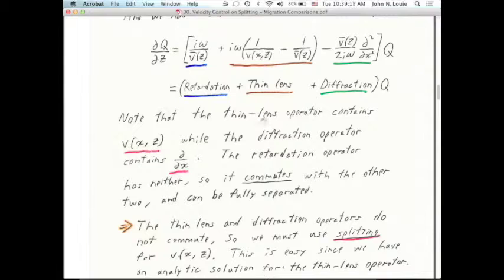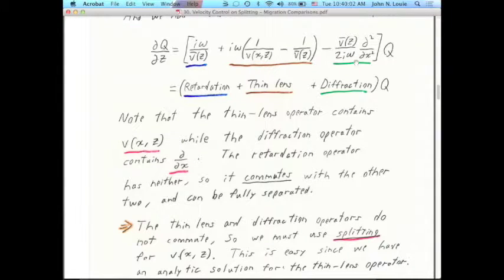Now notice that the thin lens operator contains a laterally variable velocity, while the diffraction operator contains a lateral derivative. They're both in x. Back in this 2D world that we were working in at the time, the retardation operator doesn't have either one. So the retardation operator will commute with the other two, and you can fully separate it. And we actually did that in lab 9, in the time domain extrapolation.